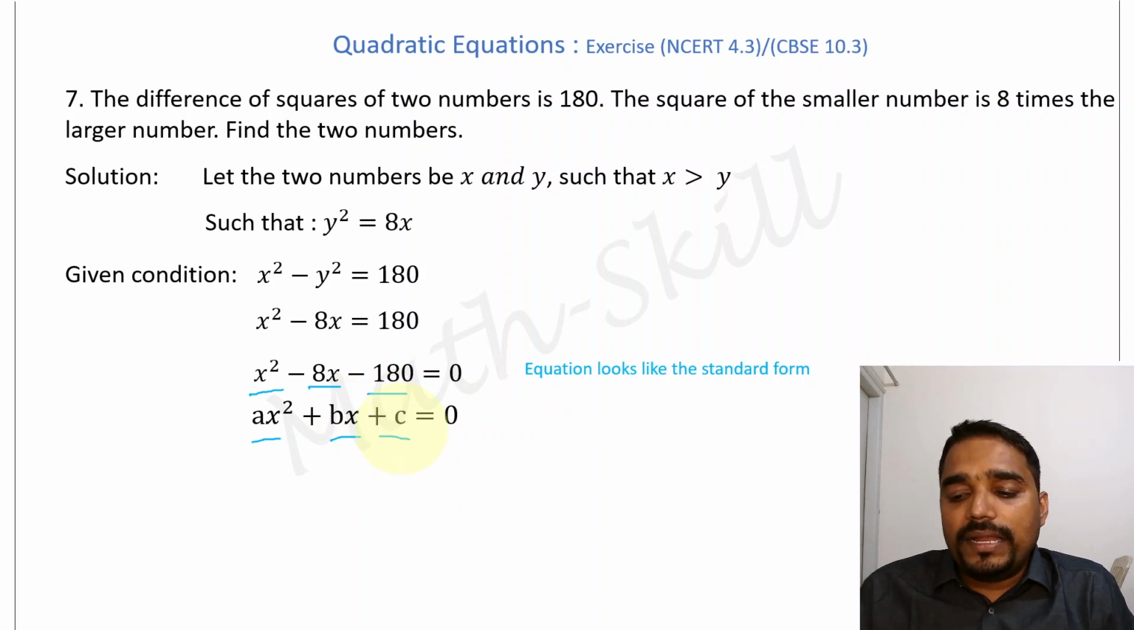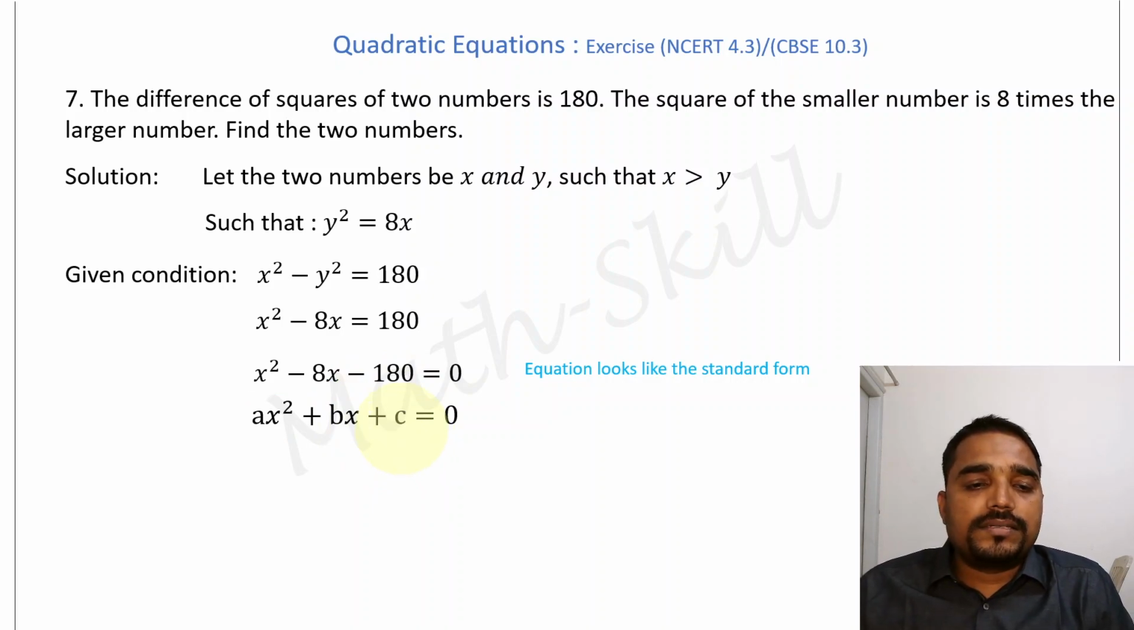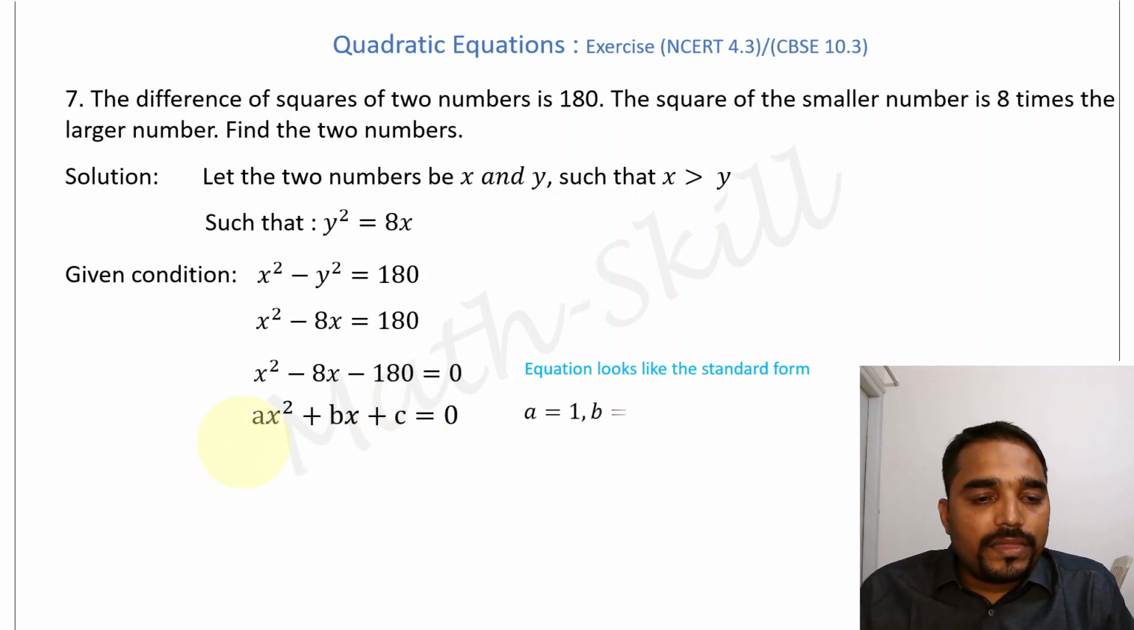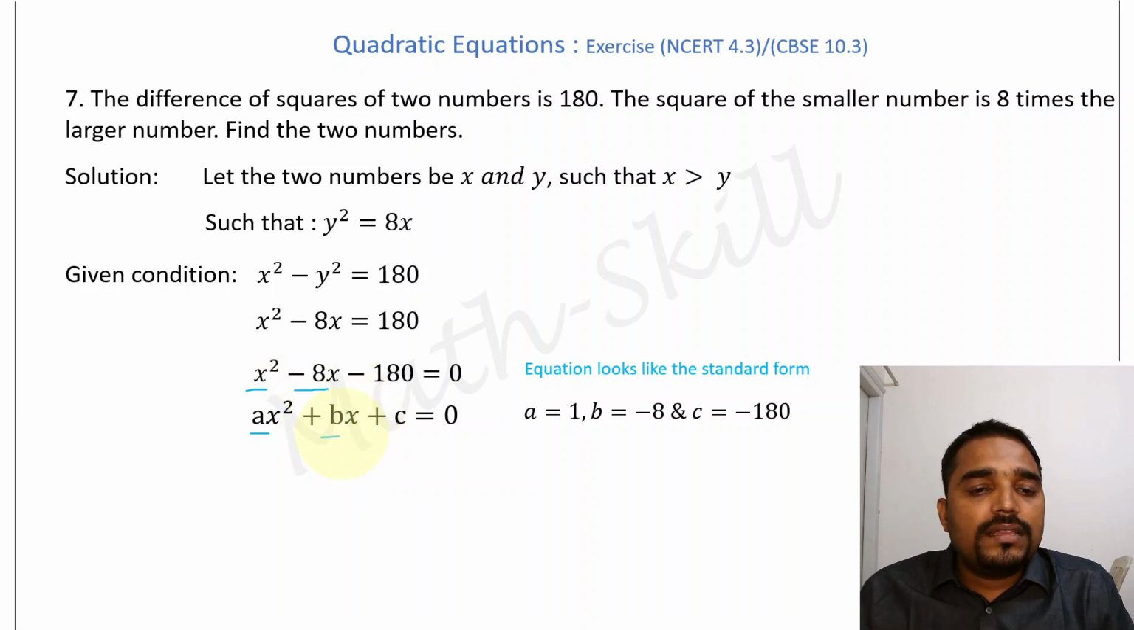Therefore, comparing the coefficients of x square and x from both the equations, we see that wherever there is a in the standard form, we have coefficient as 1. Wherever there is plus b, here we see that it is minus 8. Therefore, b is equal to minus 8. And wherever there is a constant, here we have minus 180, which means a is equal to 1, b is equal to minus 8 and c is equal to minus 180.